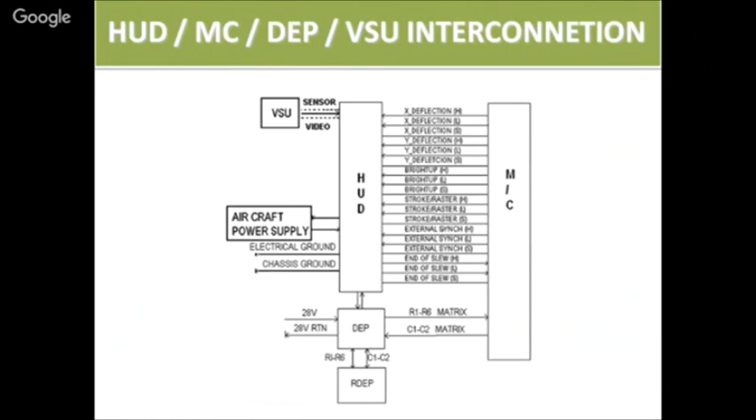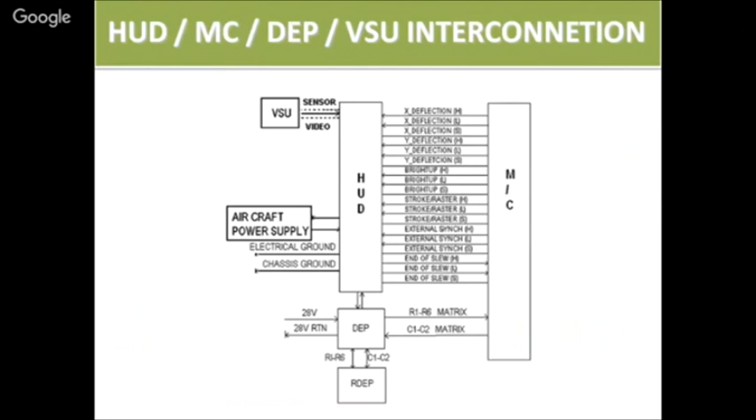So those things come in, and end of slew is basically used to compensate for the writing speed or working speed difference between the mission computer and the HUD. And then you have a data entry panel and a rear data entry panel. These are basically to control the HUD display.